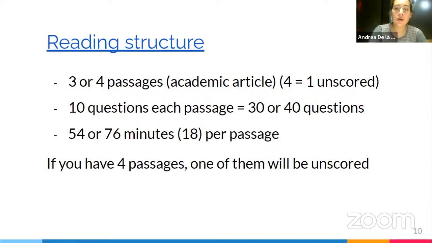So you have 3 or 4 passages. And every single text that you have will contain 10 questions about the passage. Always 10 questions, which means that at the end of the day, you will have 30 to 40 questions in the reading section. Is this clear? Do you have any questions so far?